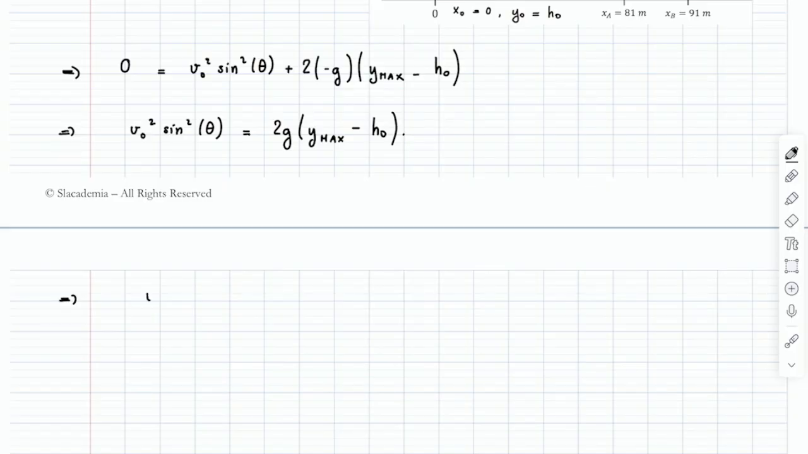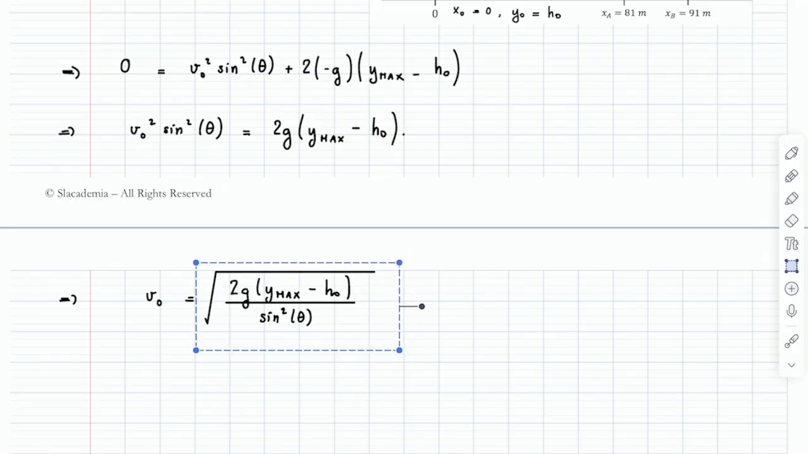How do I get v0? I just want v0, right? I'm going to divide by sine squared theta, and I'm just going to keep the positive root because v0 is just a speed, it's the magnitude of velocity. So this divided by sine squared theta, keep the positive root, and there you go. And now I've found v0.